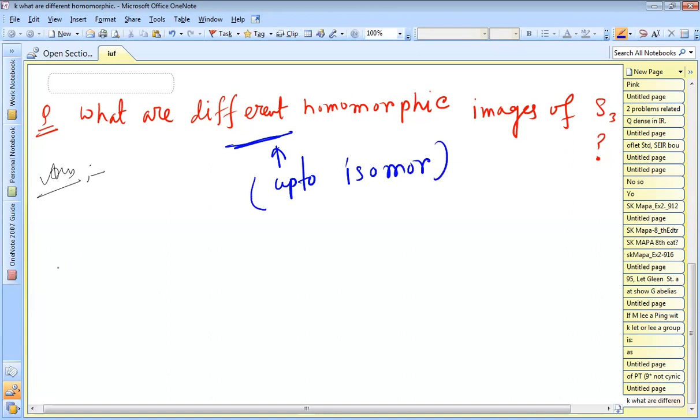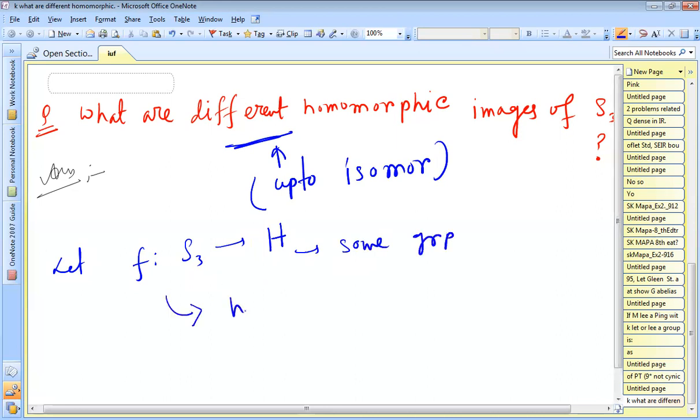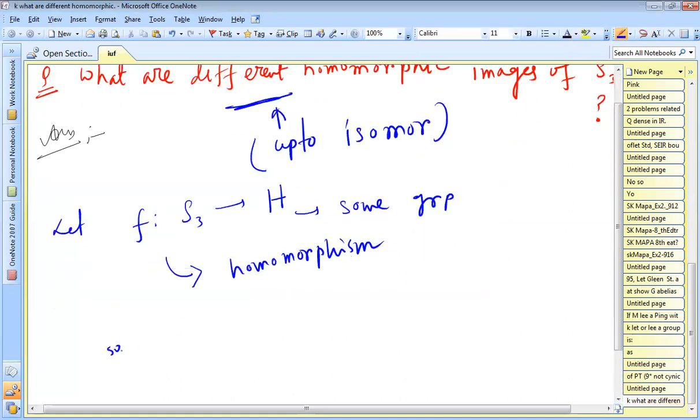So how to solve it? Let f: S3 → H, where H is some group, be a homomorphism. The image of f will be isomorphic to S3 by the kernel of f, by the first isomorphism theorem. Now we need to show how many distinct images of f are possible which are non-isomorphic.